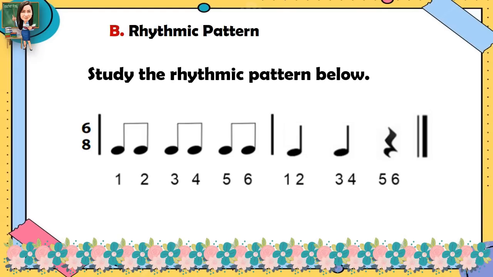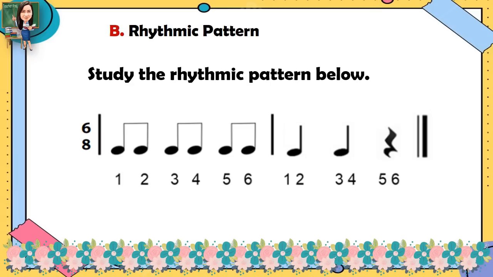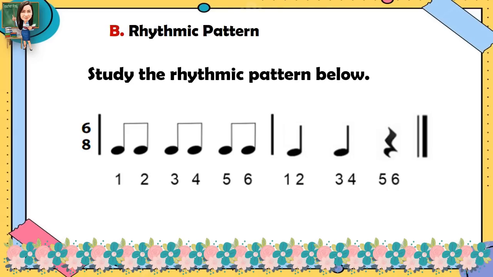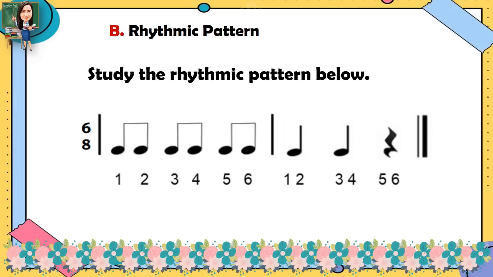In the second measure, there are 2 quarter notes and 1 quarter rest. In 6/8 time signature, a quarter note has 2 beats, and the quarter rest also has 2 beats. So therefore, in this measure, there are also 6 beats.